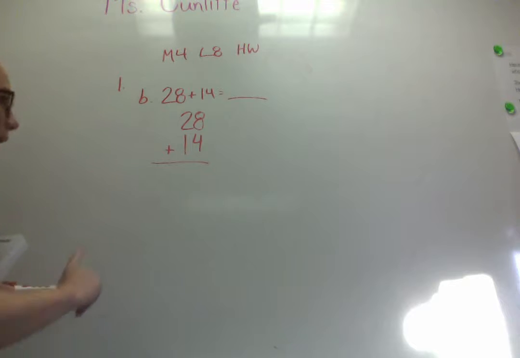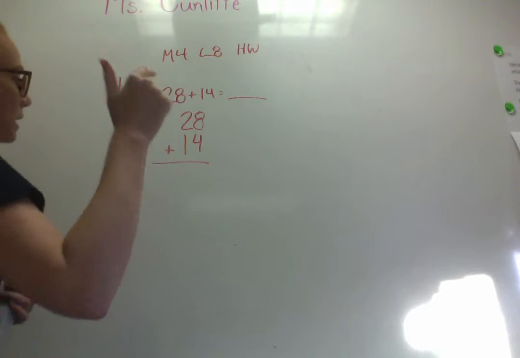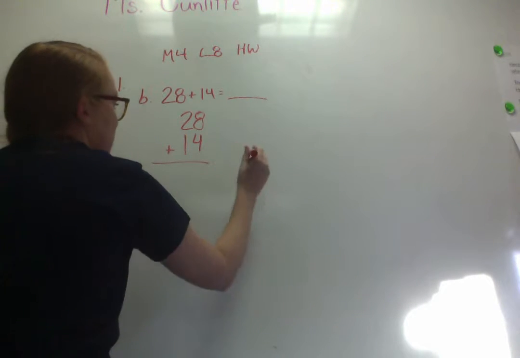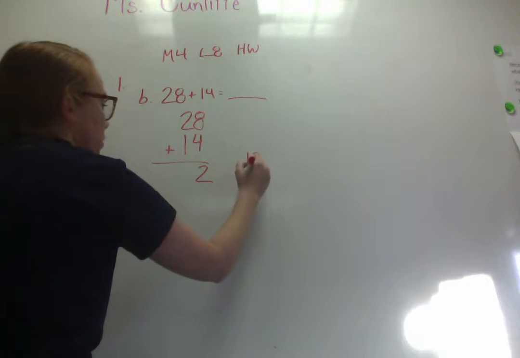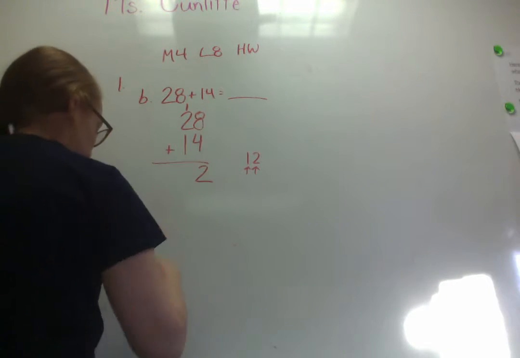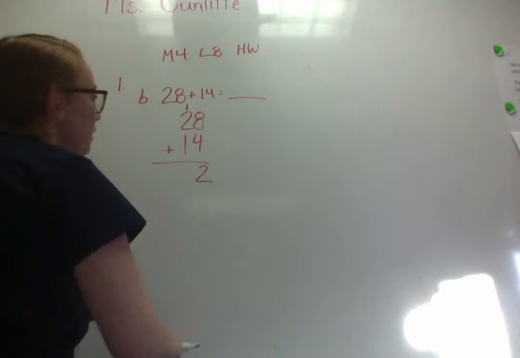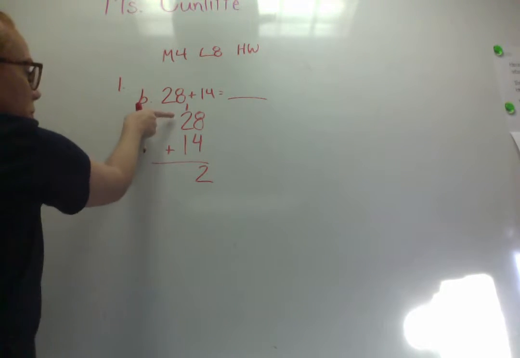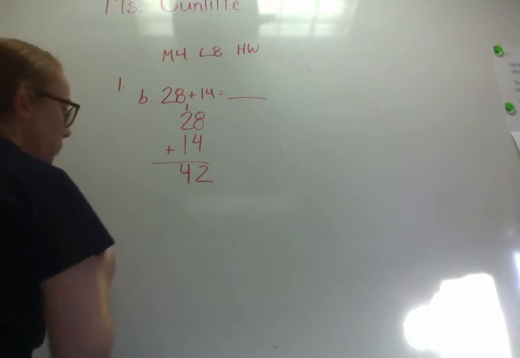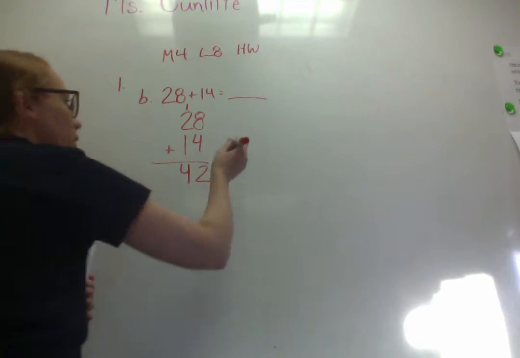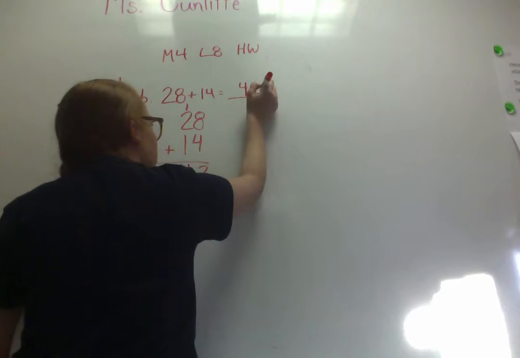8 plus 4, 8 in your head, 9, 10, 11, 12. If you have the number 12, what's in your ones place? A 2. What's in your tens place? A 1. You're going to have to bring it on top. Now you're adding in the tens place. 1 plus 2 is 3. 3 plus 1 is 4. 42. You're not done there. Go ahead and plug it in to save it. Remember, you don't forget it.